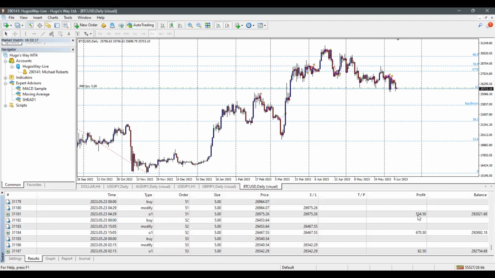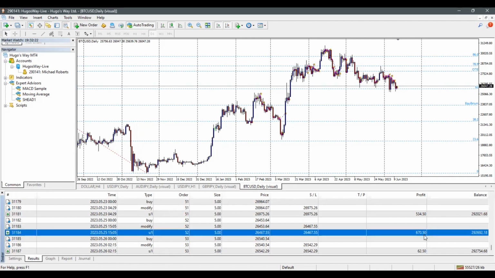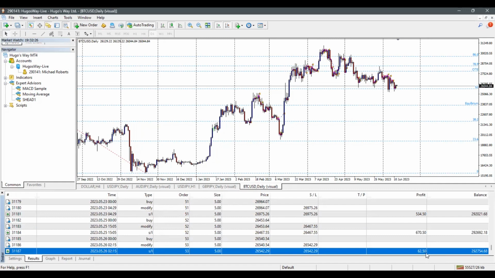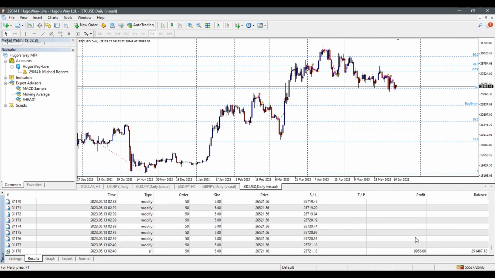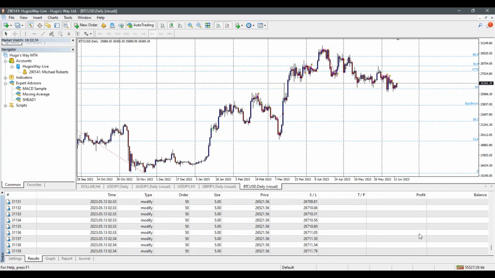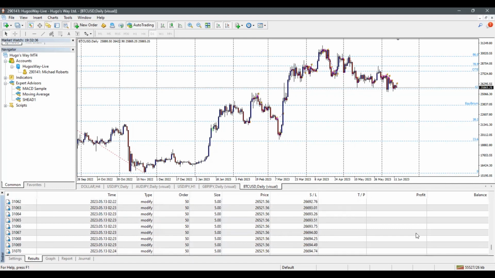You see here, sometimes the robot takes in $534, other times $670. Some other times it takes in $62.50. So it's not just crazy. When the robot finds a good opportunity, as you can see here, it will take $9,000, almost $10,000 here. I'll scroll up a little bit more for you to see some more.